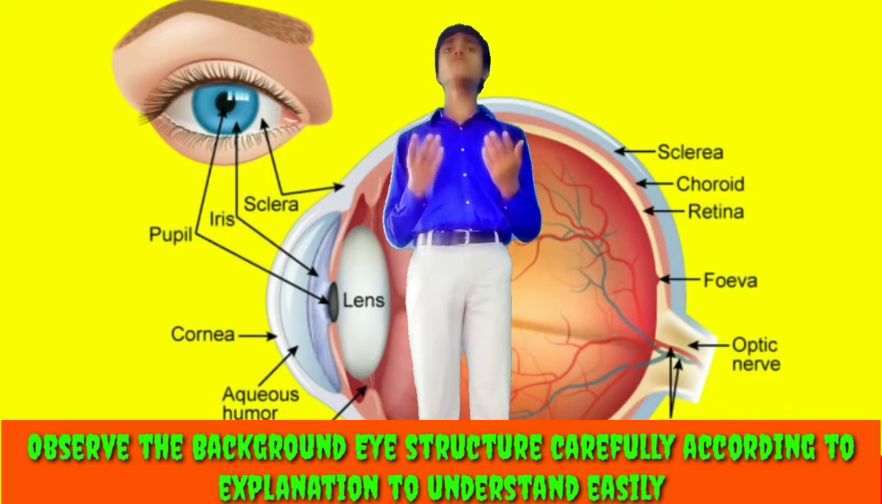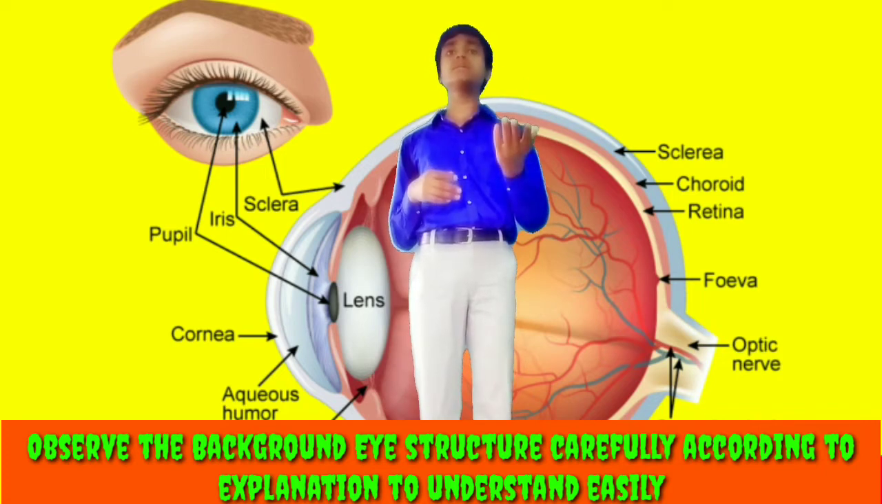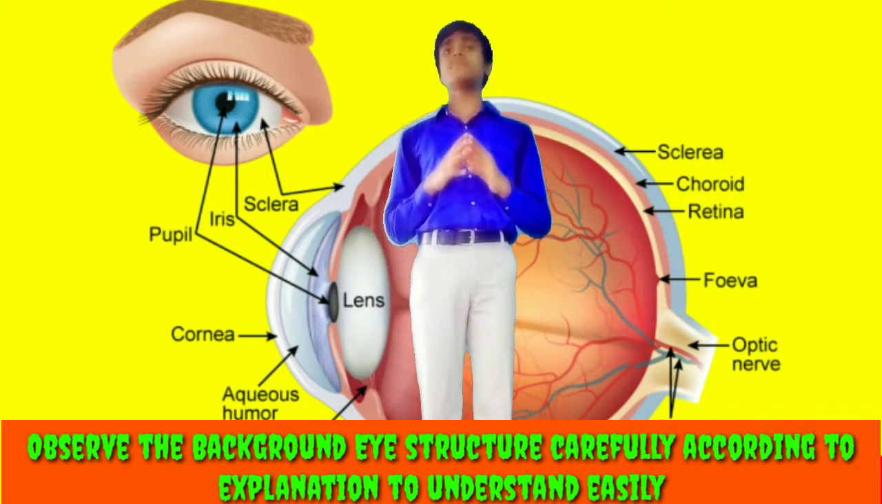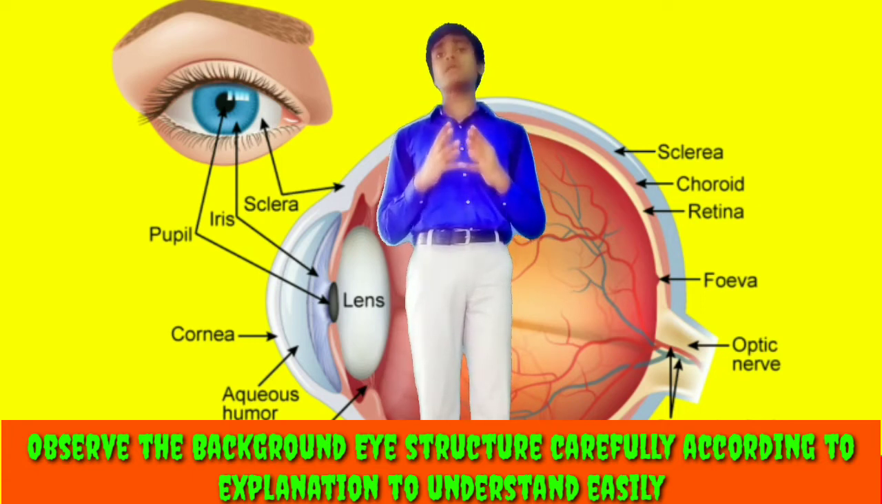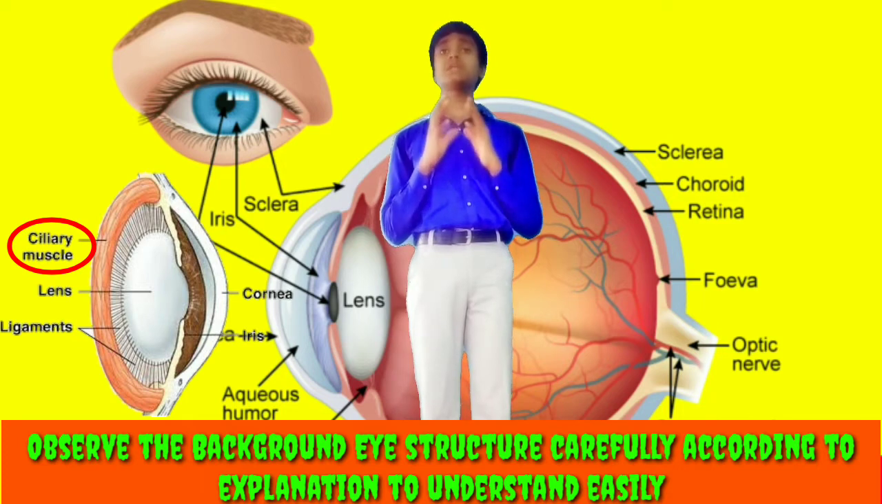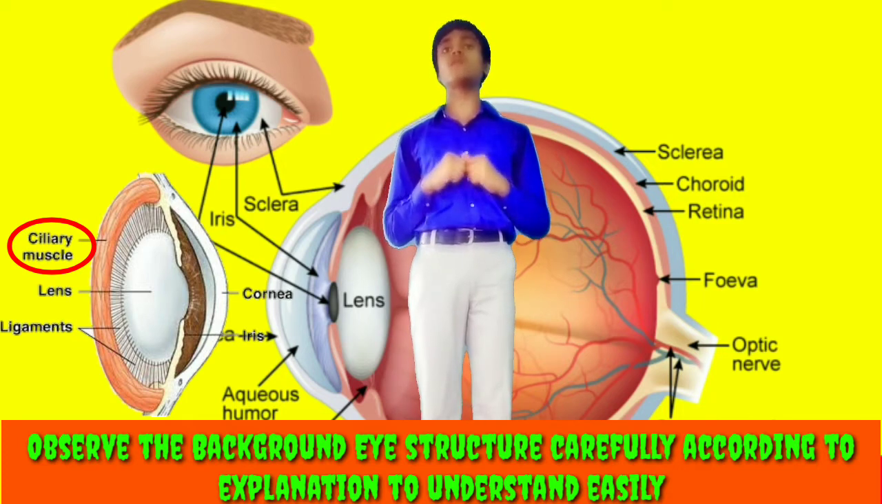But how will the focal length change from seeing distant objects to seeing near objects? It is because there is a muscle called the ciliary muscle, which is used to change the focal length of our eye.